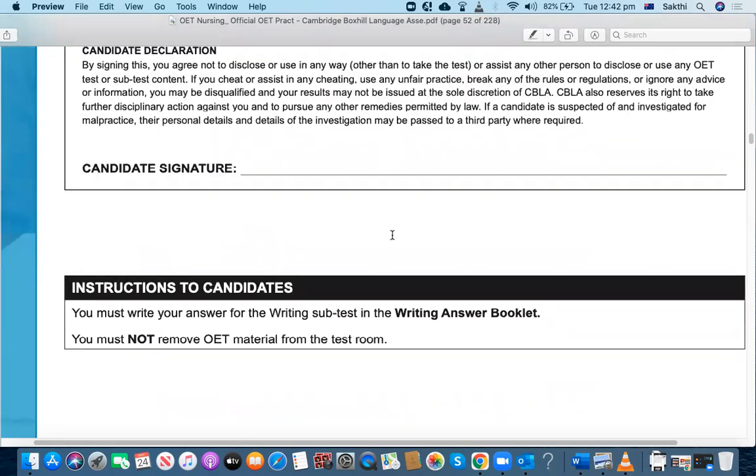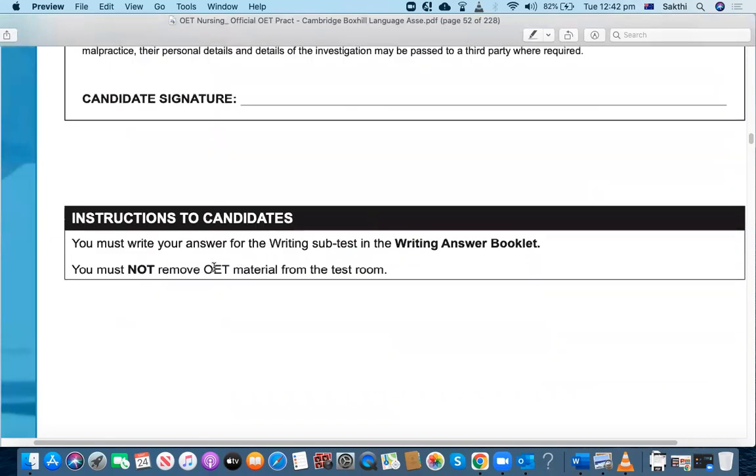All right, and please understand that these are the instructions for you. You must write your answer for the writing subtest in the writing answer booklet only, not in the test booklet, not in the question booklet. And you must not remove the OET material from the test room. You have to hand over all these materials to the invigilators during the examination. Is that clear?